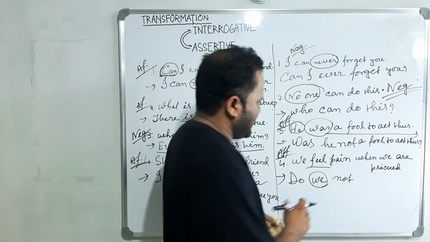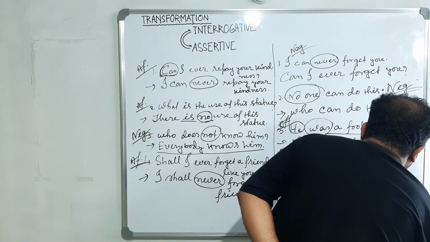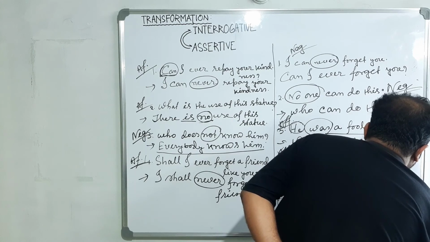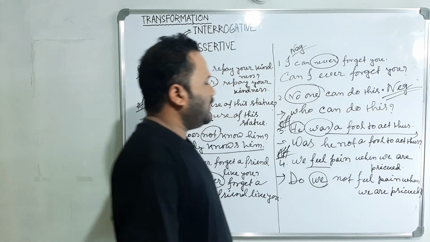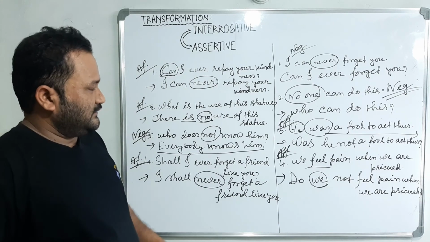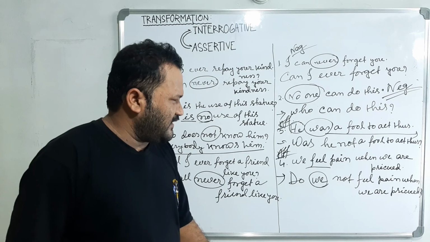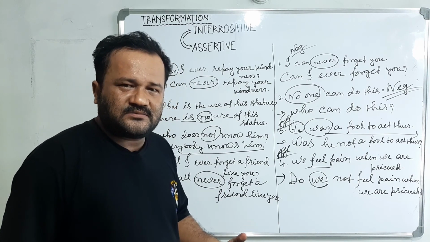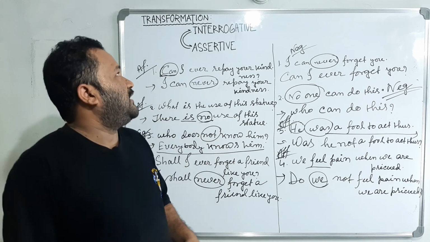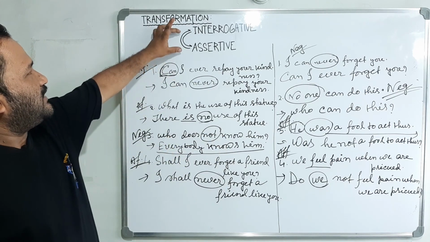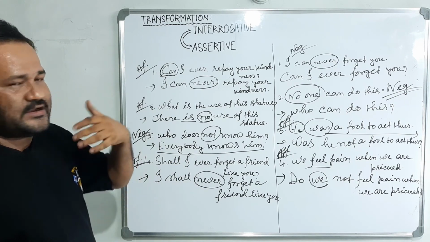Do we not feel pain when we are pricked? Question mark at the end. So, we feel pain when we are pricked. Do we not feel pain when we are pricked? Okay. I think you have understood how transformation is done from interrogative sentence to assertive or assertive to interrogative.